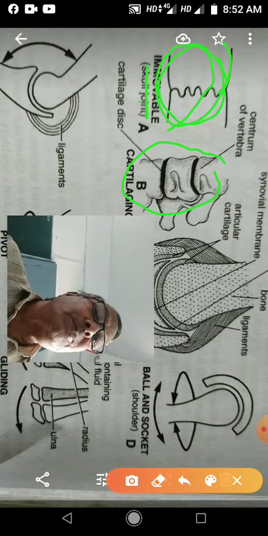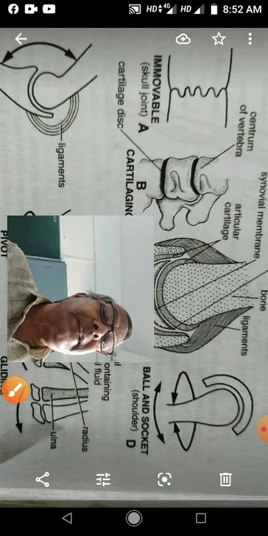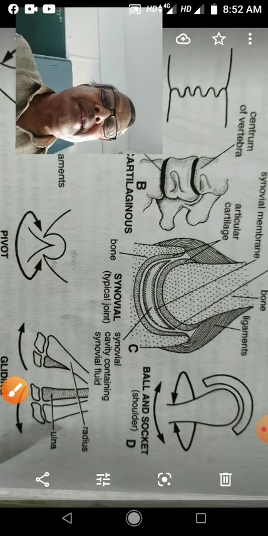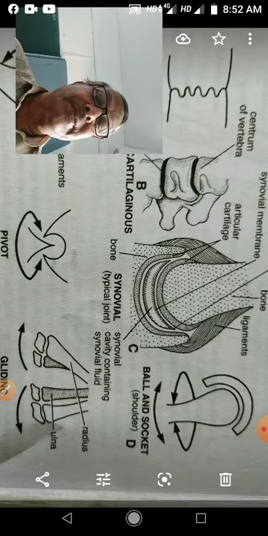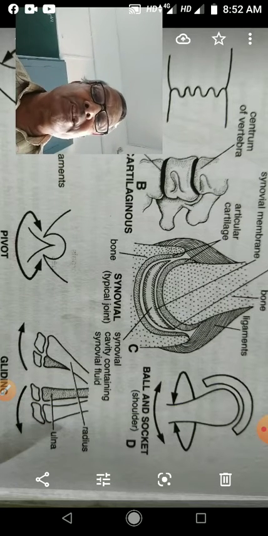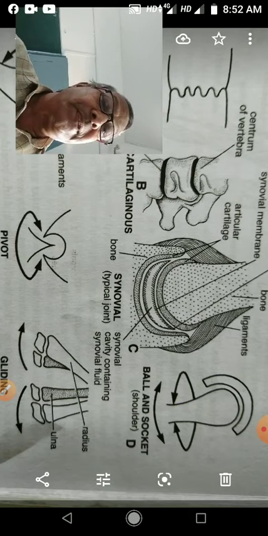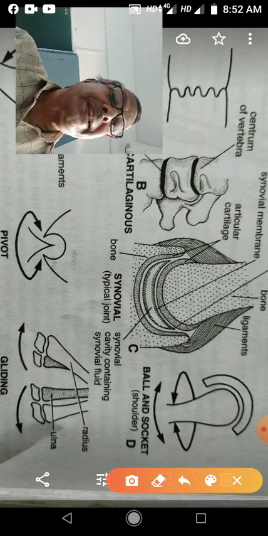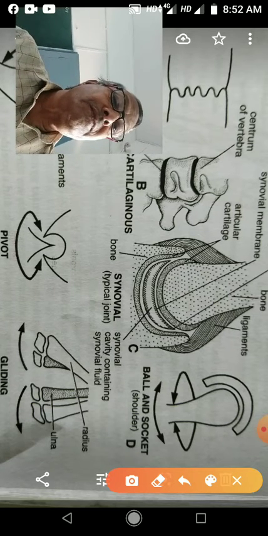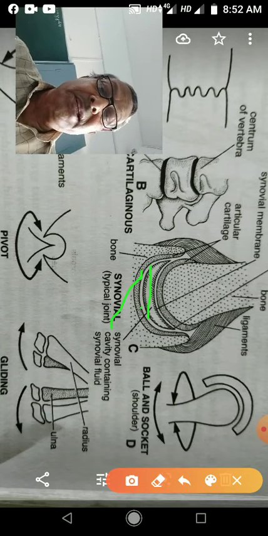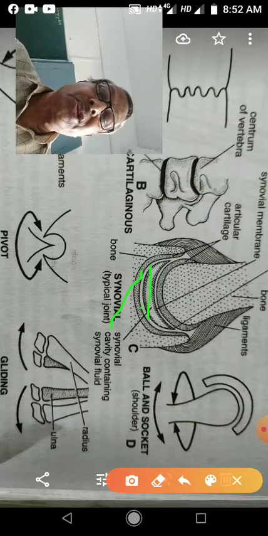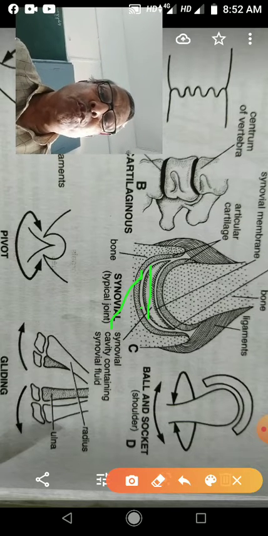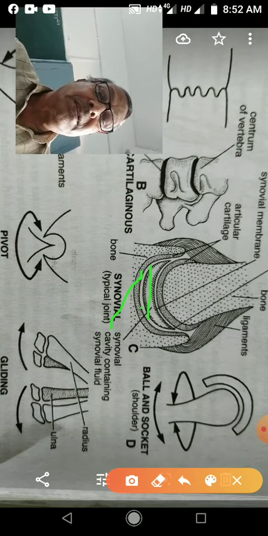Other is the freely mobile joint. This freely mobile joint is also known as synovial joint. And where there is a freely mobile joint, a cavity is present. This cavity is called the synovial cavity, and in this, fluid is present, and this fluid is the synovial fluid. So this fluid lubricates the joint for easy movement, and it permits the bones to move.